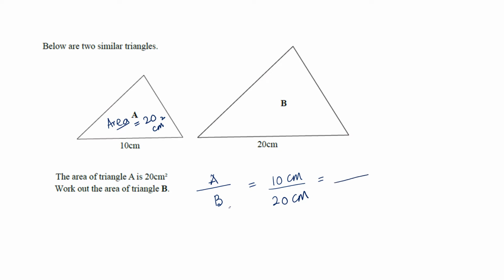So triangle B is written at the bottom, or in the denominator. So write X. The area is 20 centimeter square. So here is power 2, right? Here centimeter is square.